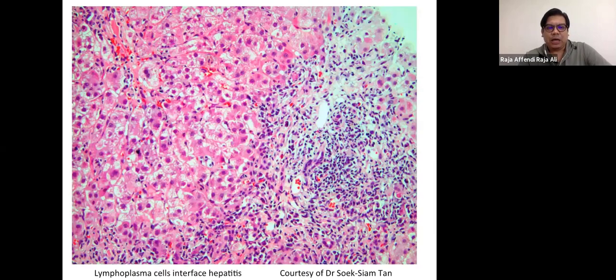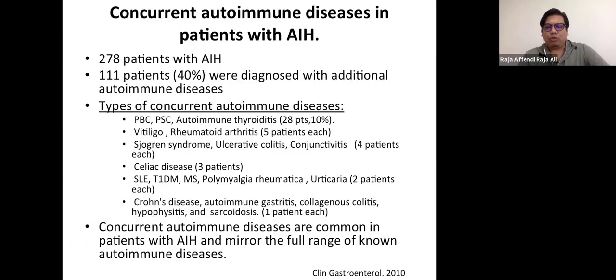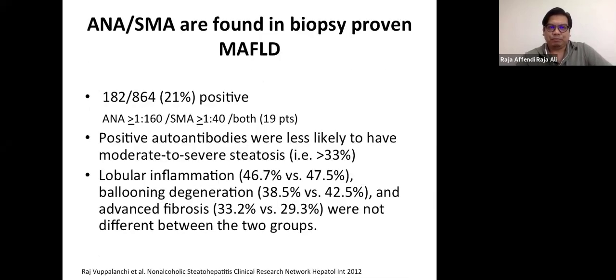These are the typical infiltrating cells, interface lymphoplasmacytic inflammation, in the case of autoimmune hepatitis. And also bear in mind, there are concurrent autoimmune diseases in patients with AIH. You can see over here, concurrent autoimmune diseases are pretty common in patients with AIH, and this can mirror the full range of known autoimmune diseases, ranging from primary biliary cholangitis, PSC, thyroid disorders, vitiligo, rheumatoid arthritis, IBD, celiac, and the list goes on up to sarcoidosis.